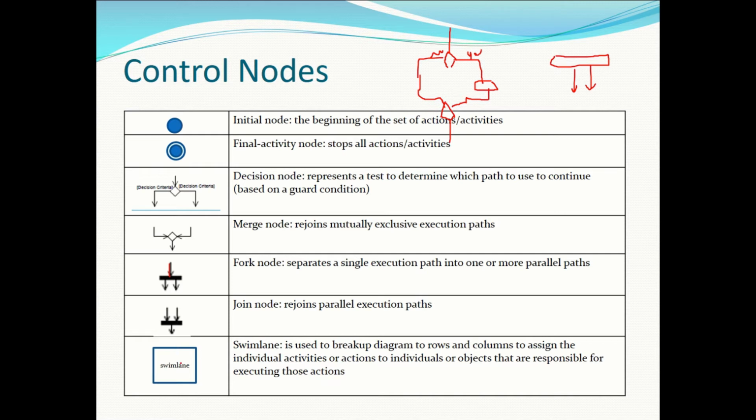And we have the swimlane. With swimlanes, you break the diagram into lanes. Okay, so for example, this lane is for the user, the customer, and this one is for the system. So we have two lanes. When you start, the customer will start, for example, and the customer will do the login.